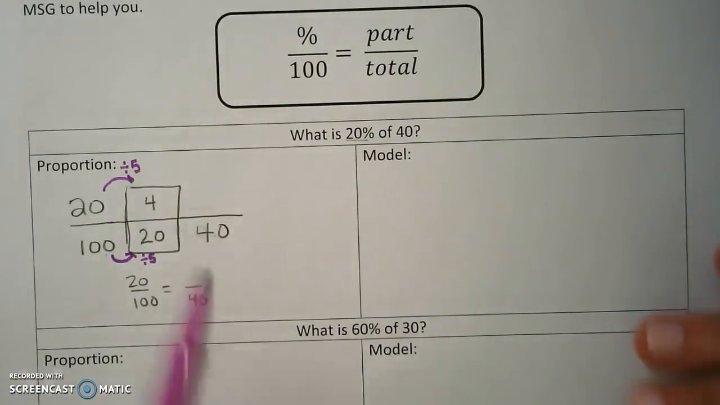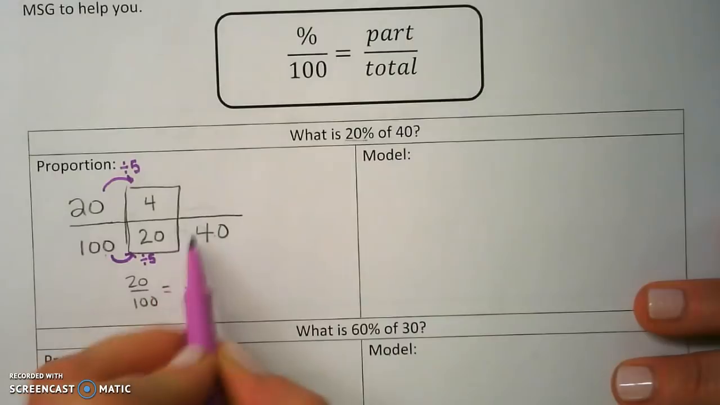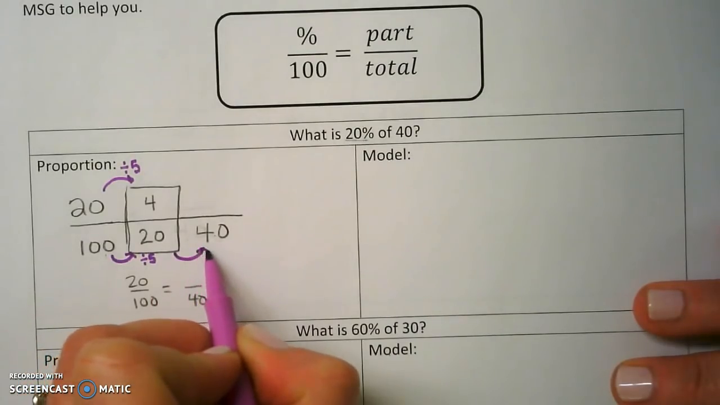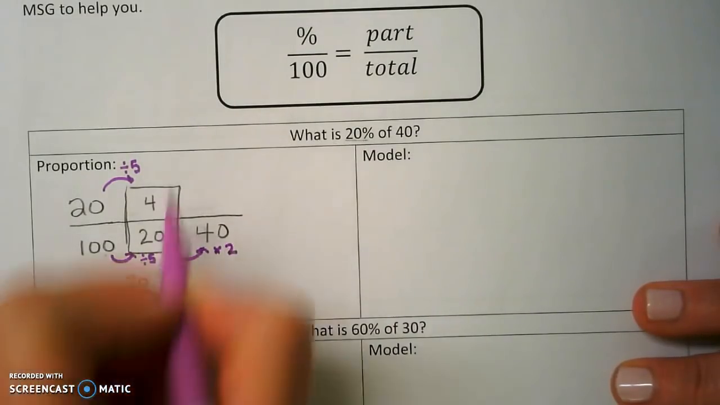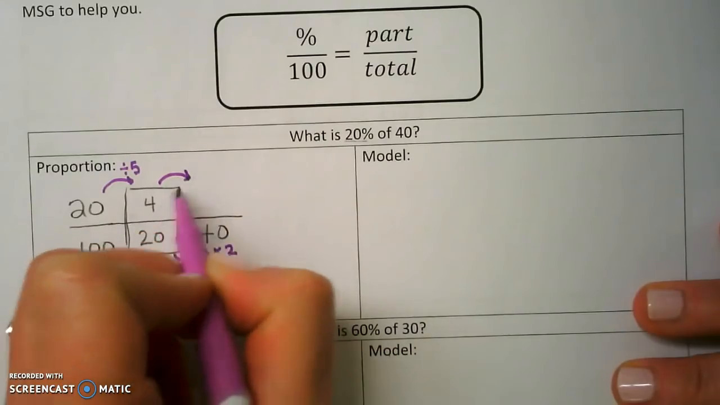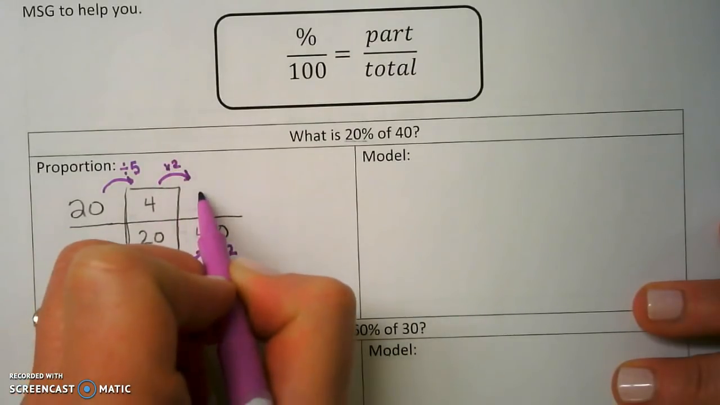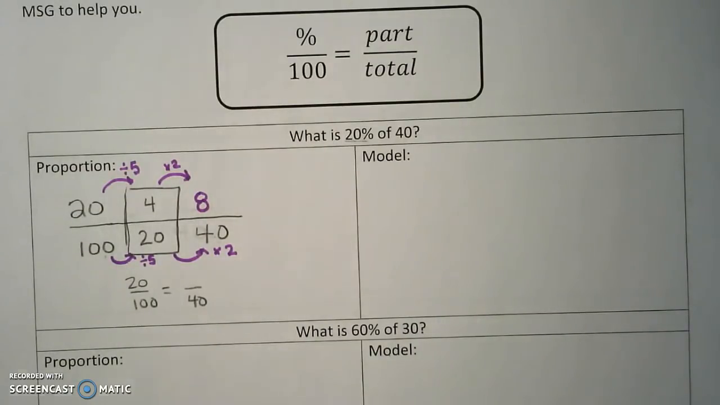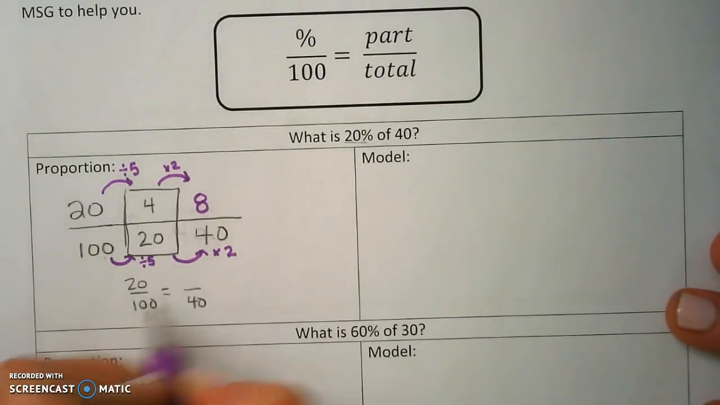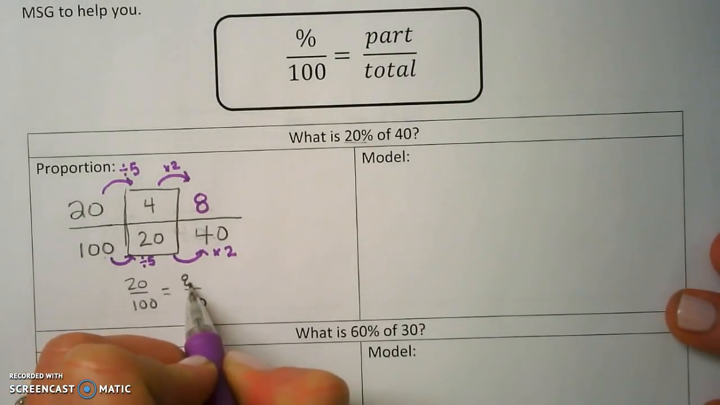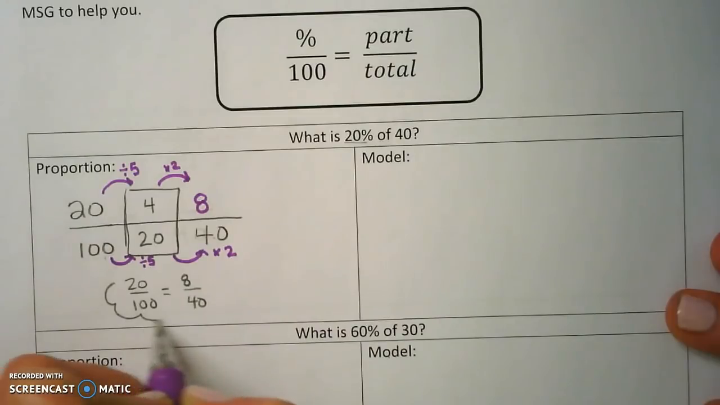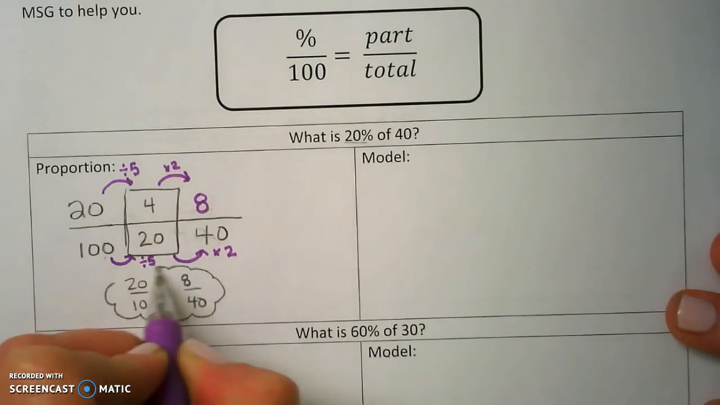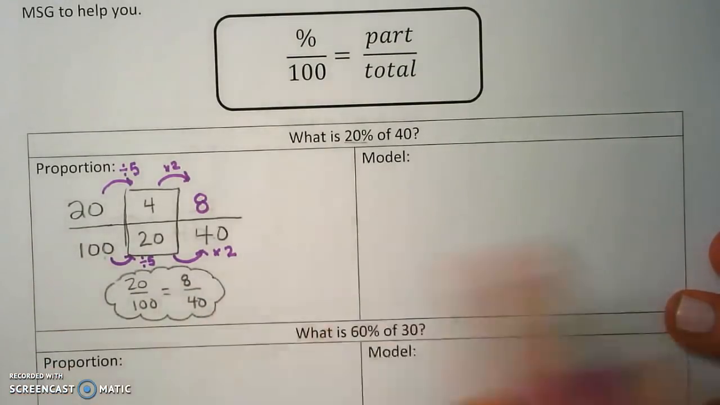So now I'm going to scale up. To go from 20 to 40, I had to multiply by 2. So to do the same thing here, 4 times 2, that's going to give me an 8. So the answer, if I'm looking at this like an official proportion, 20 over 100 is equal to 8 out of 40. Well, that same answer right here can also be proven with a model.